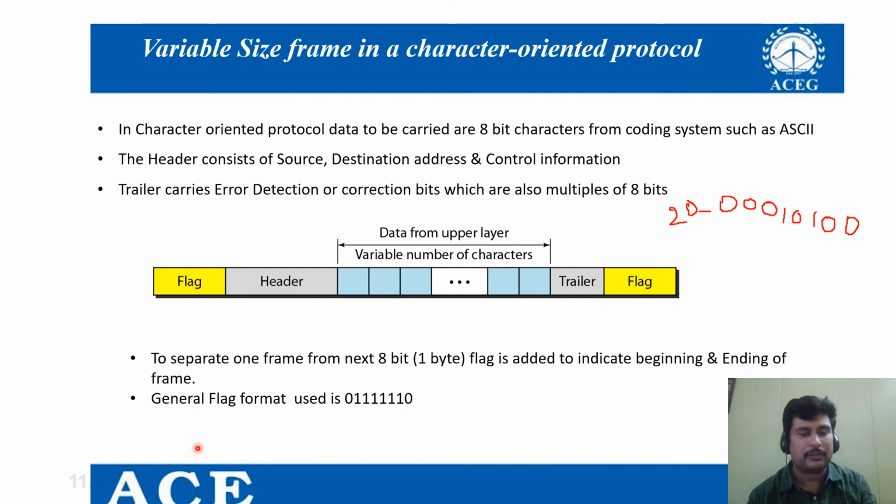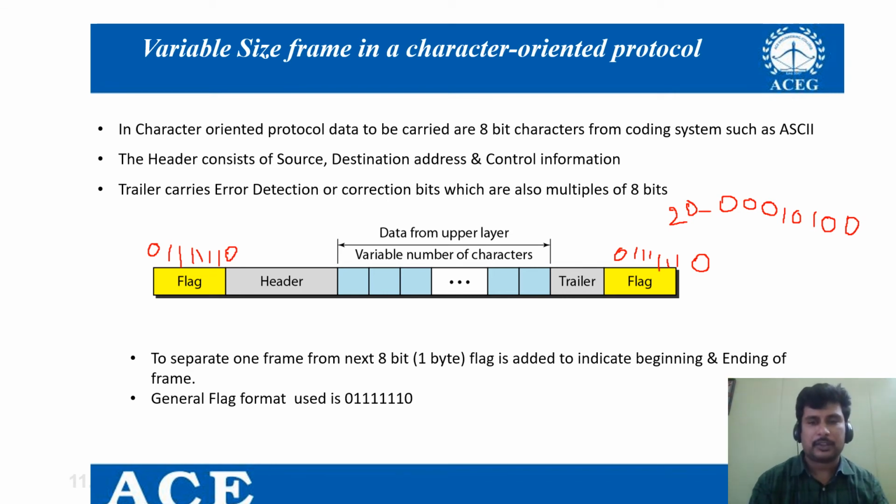So here you will have a flag in the form of 0, 1, 1, 1, 1, 1, 1, 0. And again the flag here will have 0, 1, 1, 1, 1, 1, 1, and 0. So we are going to have a beginning and ending indicated by flags. Okay, I hope you people got this.